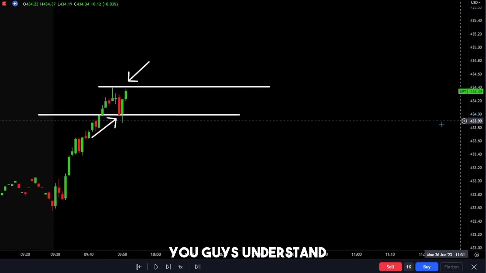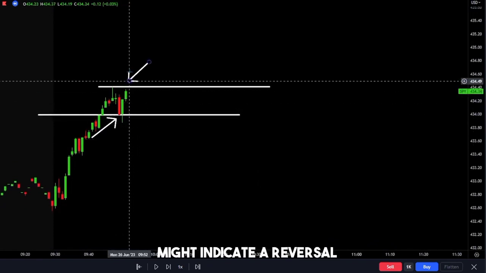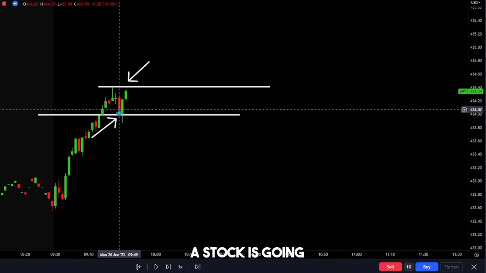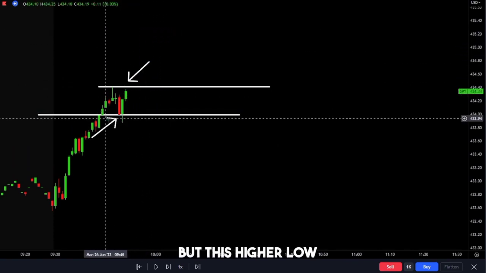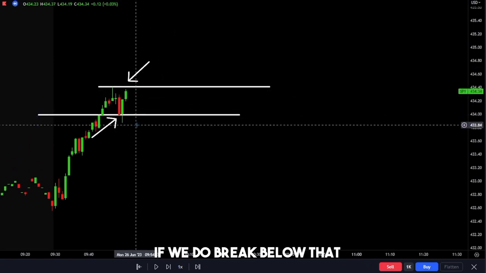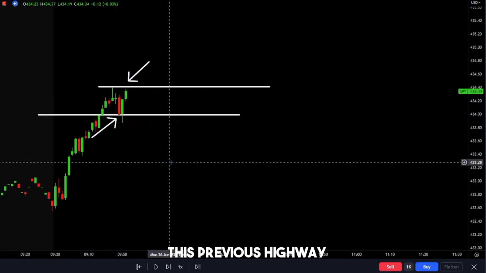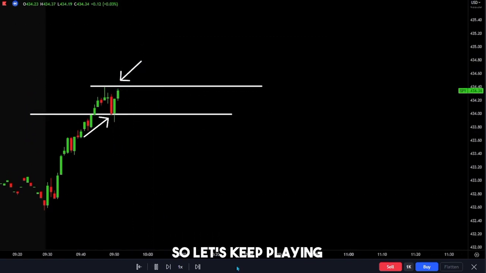All right, I hope you guys understand what I mean there. A change of character occurs when the stock might indicate a reversal. A break of structure indicates when a stock is going to continue in its trend. But this higher low is going to identify that if we do break below that, we might look for a bearish entry. But if we break above this previous high, we will be looking for a long entry. So let's keep playing out this trade.